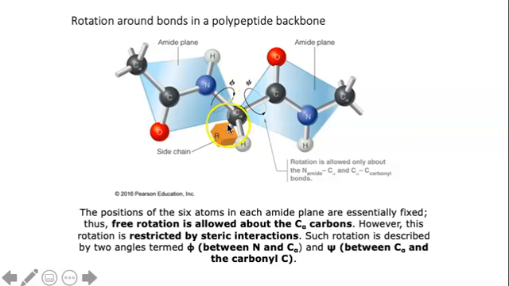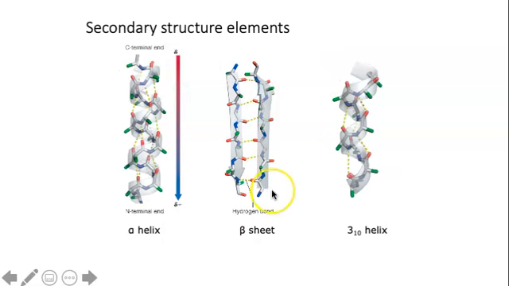Not all rotation angles are going to be favored equally here, because we're going to be considering the side chain size, and also the fact that if you have a steric clash, where two atoms approach too close to each other, that isn't going to be a form that we readily find. So we have three main types of secondary structure elements that will form in proteins.